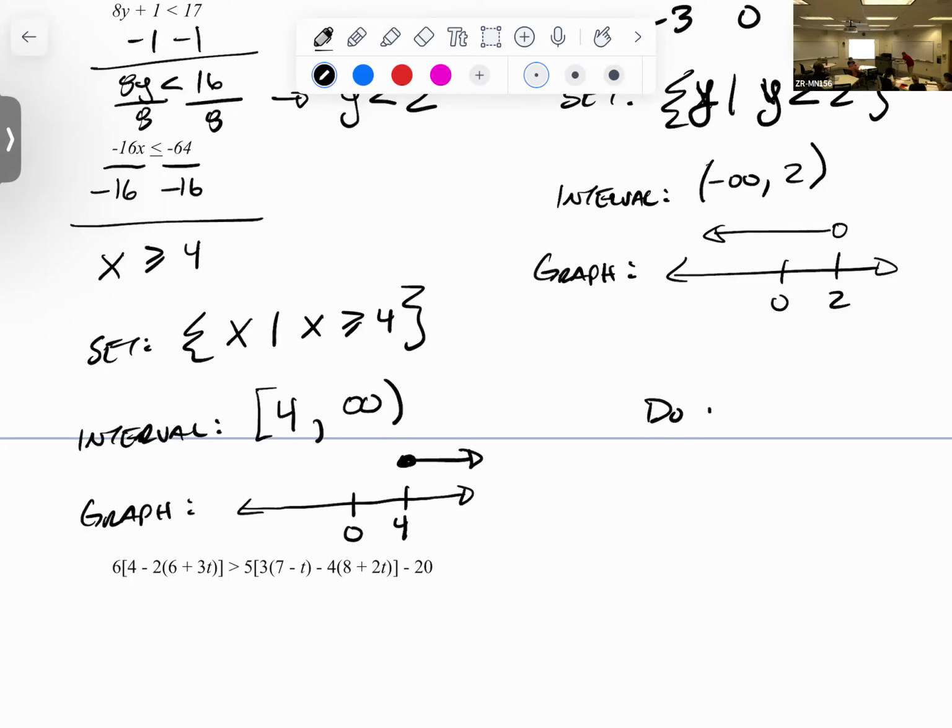Important note: do not write something like infinity to 4, right? Because what's the problem with that one? The order in which we are writing this is important. This means we started at 4, including 4, and went all the way up forever to infinity. Same concept with the negatives: negative infinity should never be on the right of that interval notation.